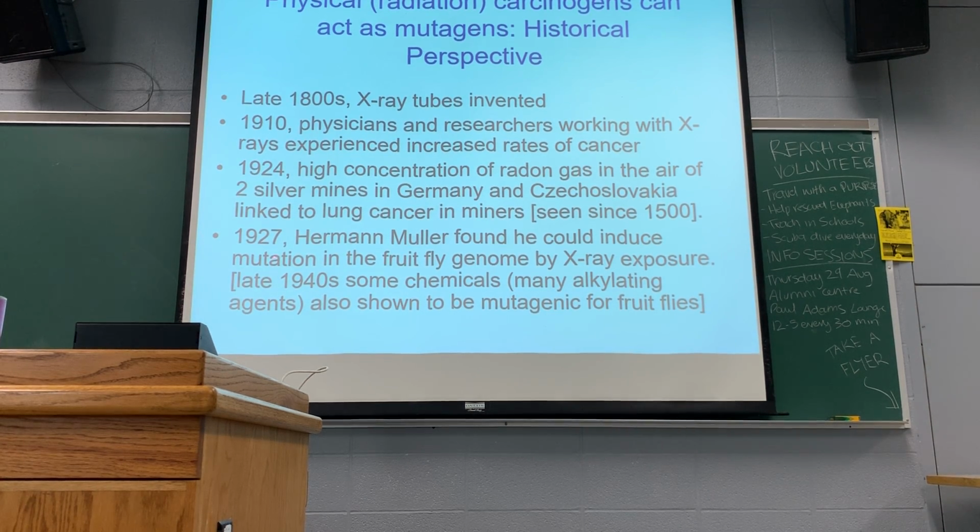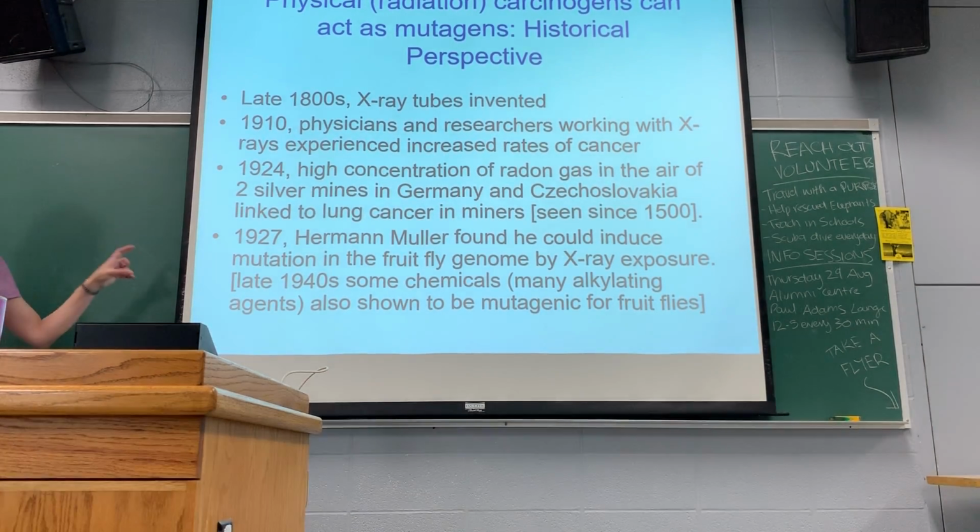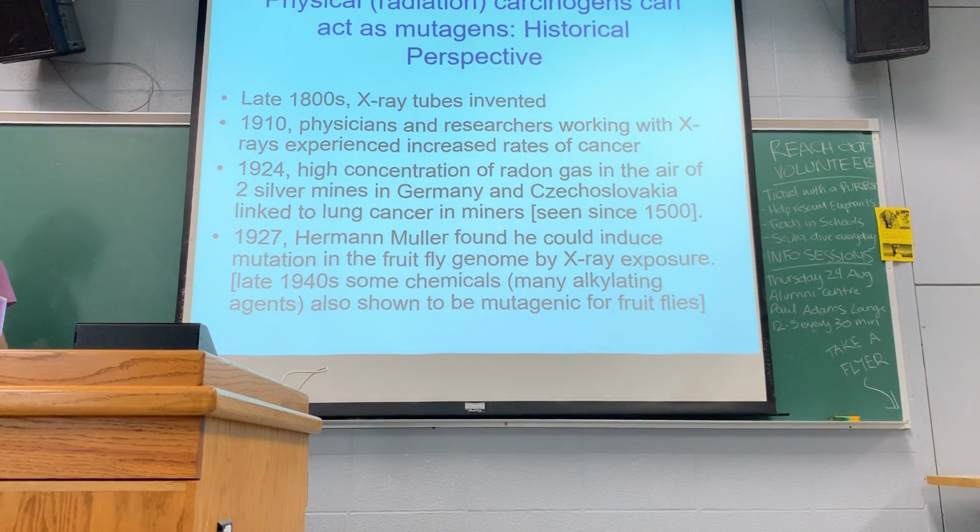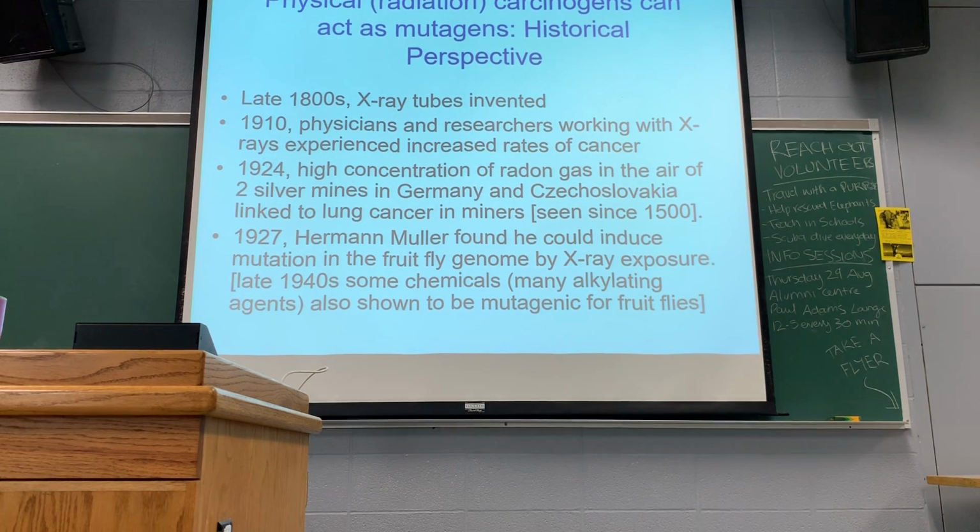And then in 1927, Hermann Mueller found that he could actually induce a mutation using a model organism, the fruit fly, by exposing them to X-rays. So this was the first experiment where we take the X-ray and put it on a fly, and now we can see that the DNA becomes damaged. There's a mutation. They did similar kinds of studies a little bit later using chemicals on flies. So this is all showing, again, to be mutagenic.